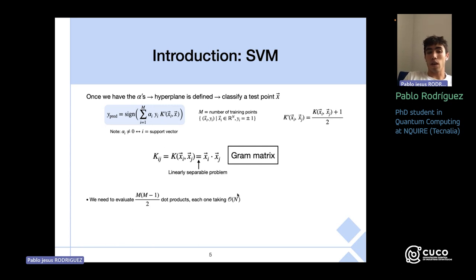Okay, so we need to evaluate this number of dot products. Each one takes of the order of n, as the points are n-dimensional, and we need to find the optimal alpha coefficients, which takes m squared. So globally, if we want an accuracy epsilon, this is the complexity of this classical support vector machine algorithm to perform classification.